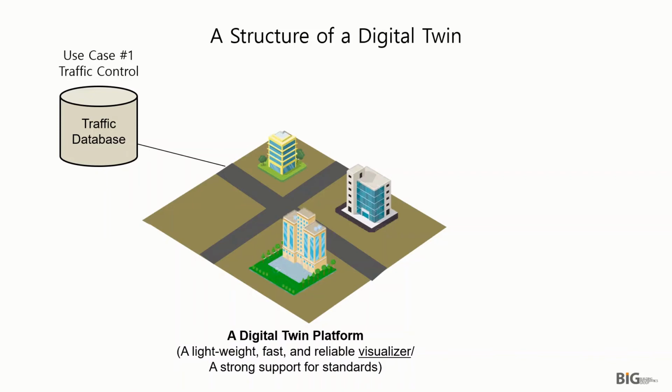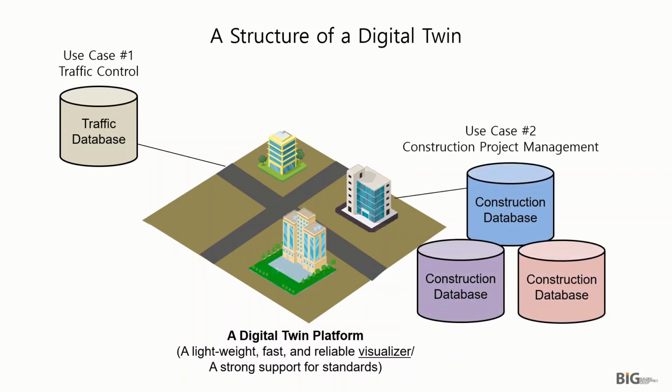Probably there can be a software vendor or a cloud database provider which can host all of this, but conceptually I think the source of information should be separated. So a traffic database should remain a traffic database, but it can be connected to a digital twin platform. Multiple construction databases can be connected to a digital twin platform to provide pre-processed or processed data.